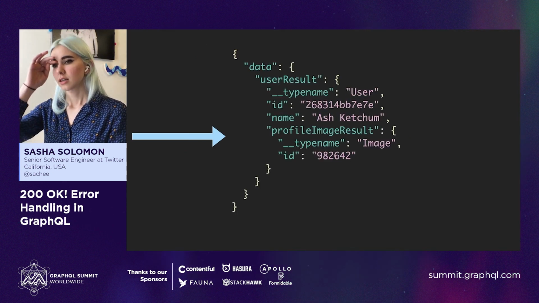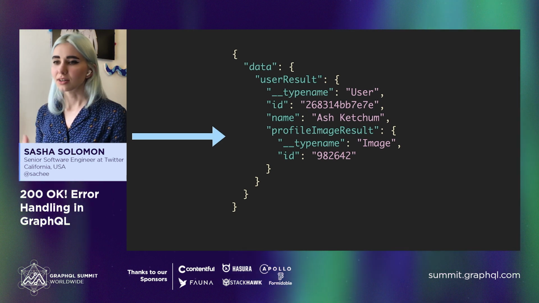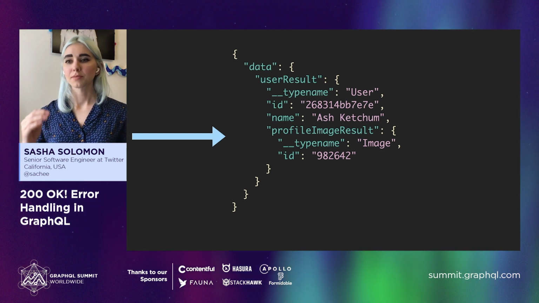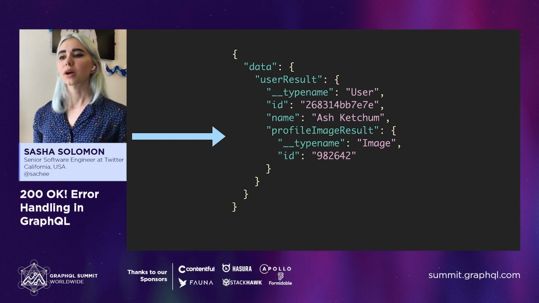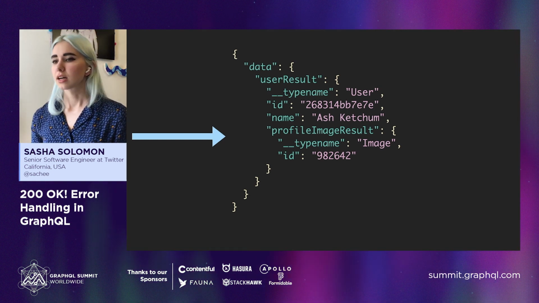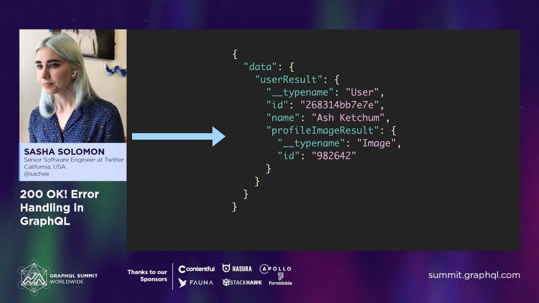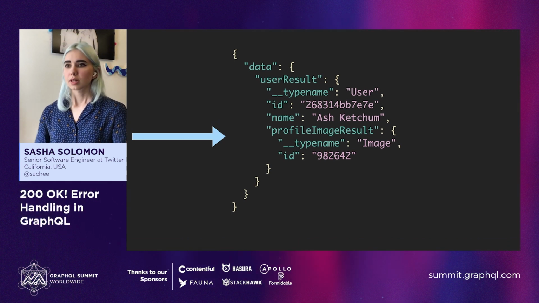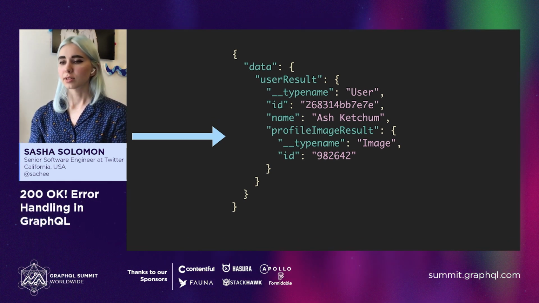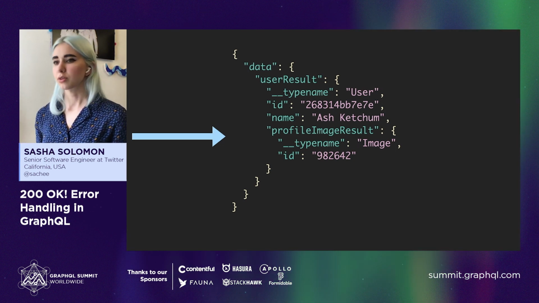Sweet. Cool. So in this case, this is the happy path. We got our data back. We have our user result. And this time we got a user back. It's Ash. And we also have their profile image result. And the type name there is image. So we got their image back and we just queried for their ID, the ID of the profile image result. Cool. So you can see how this would look. And what's great is that all this information is right here. And this is the happy path. We know it's an image.